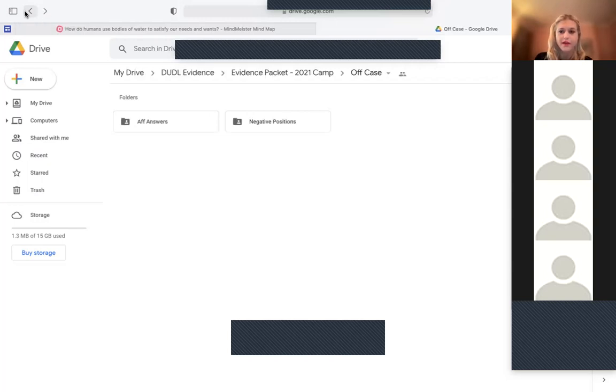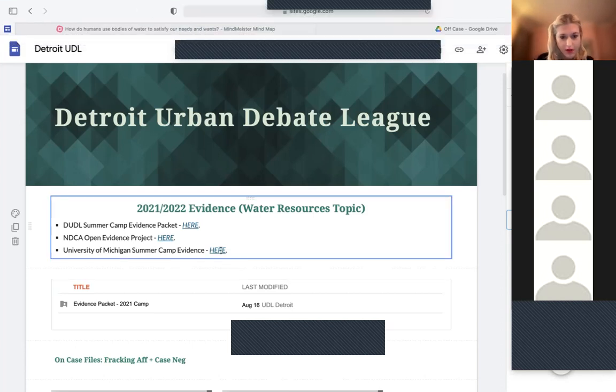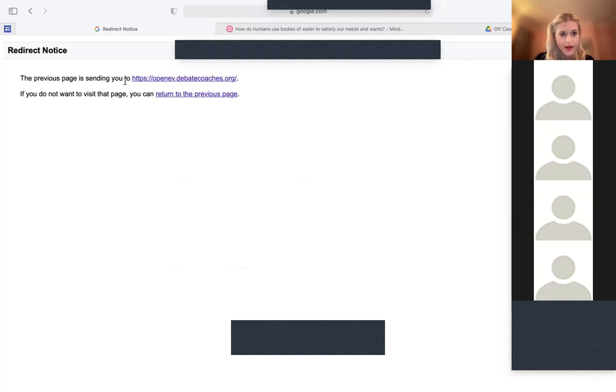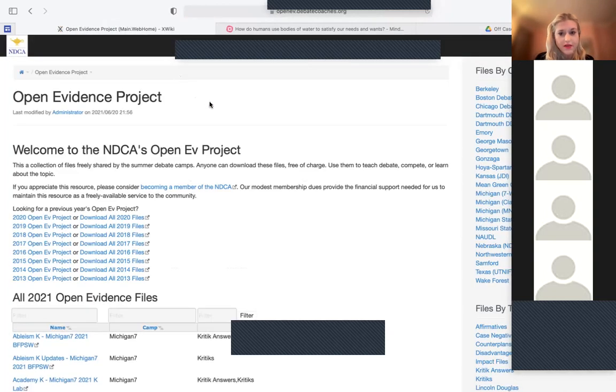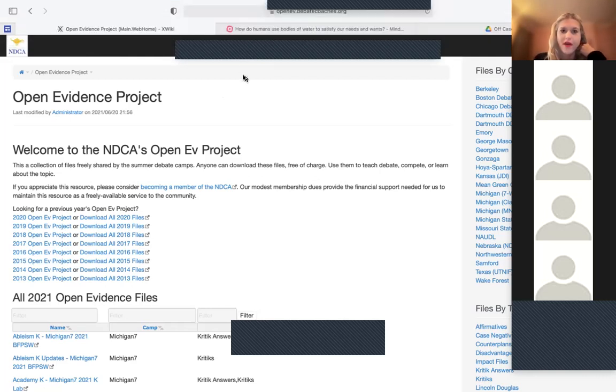These files are examples of topic files. There's a ton of topic files. Again, we put the link to the NDC Open Evidence Project, and this basically has all the files that were put out by every camp that have been accumulated. And so we shouldn't have lack of evidence be a problem in the league.